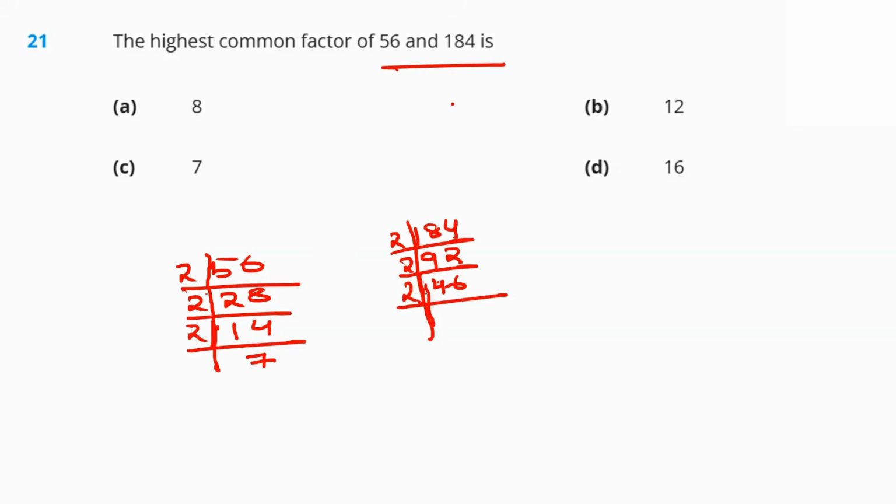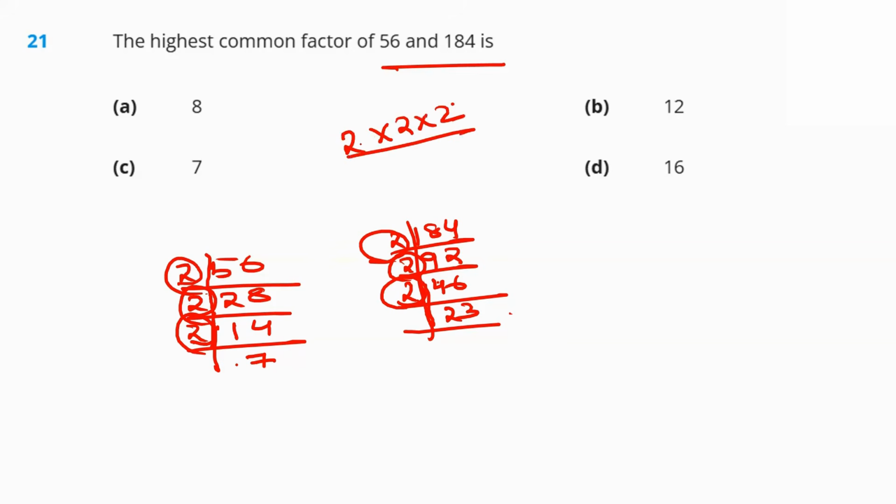If I proceed with 2 again, that leaves me with 23. 23 itself is a prime number, so I stop. Now I pick 1, 2 common, 2 2s common, okay? The third 2 also common. 7 and 23 not common. So the HCF is 2 into 2 into 2. That's 2 2s are 4, 2 4s are 8. So that's the answer.